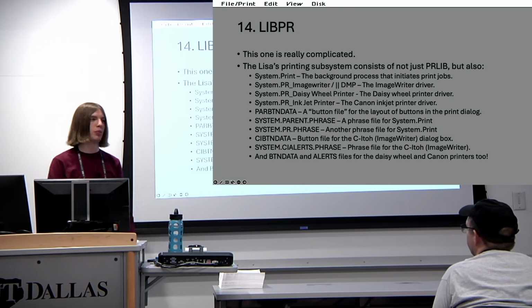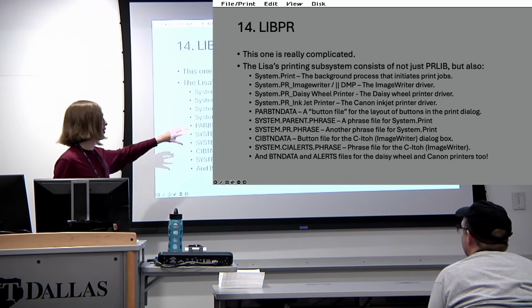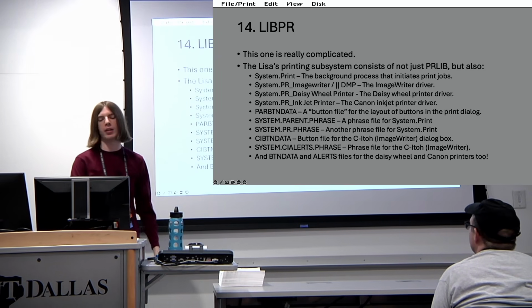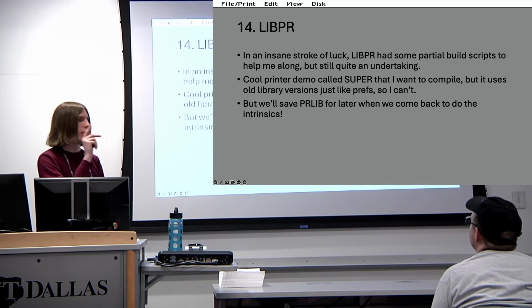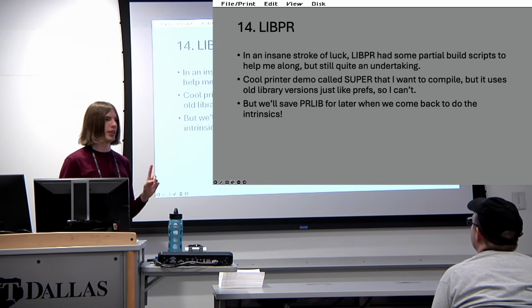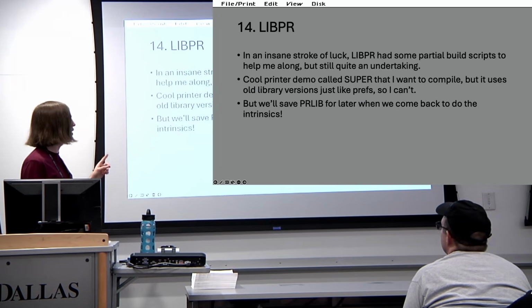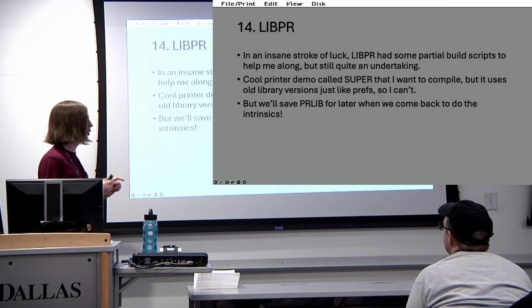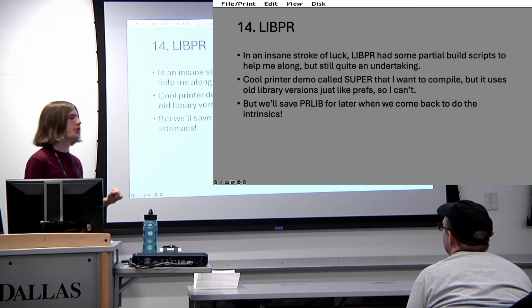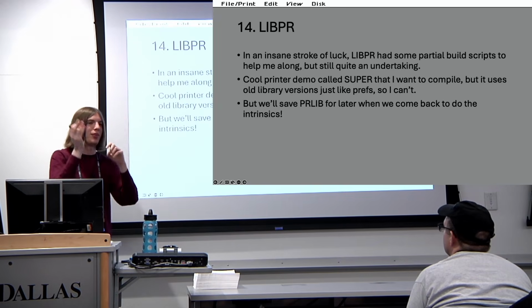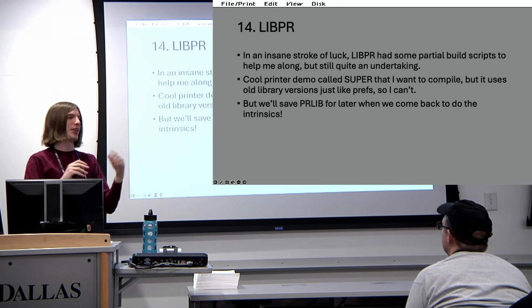But I had to figure out which files get compiled and linked to form each of these files and how to do it. Very, very convoluted. But luckily, there were some partial build scripts in the libpr folder. So I had a little bit of help with this one, which was insanely lucky, but it was still quite difficult. There was a printer demo in there too that would print some cool little shapes and, I don't know, just cool stuff on a piece of paper.